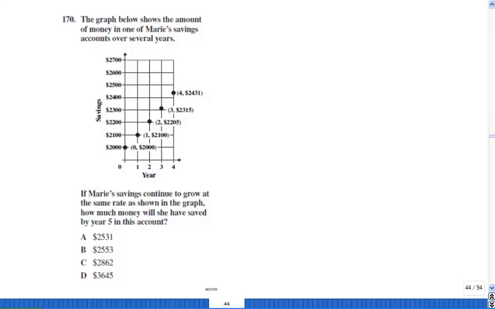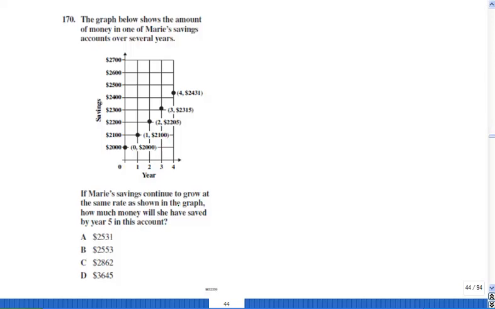Let's do some math, let's do some proficiency exam problems. Algebra all over the place. Problem number 170. The graph below shows the amount of money in one of Marie's savings accounts over several years. If Marie's savings continue to grow at the same rate as shown in the graph, how much money will she have saved by year 5 in this account?